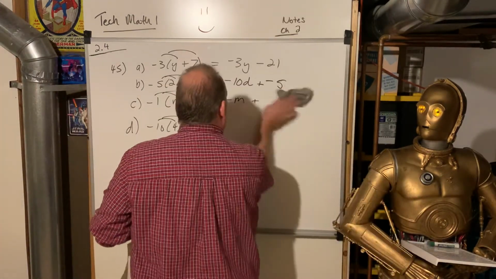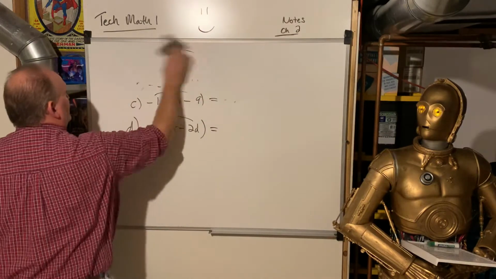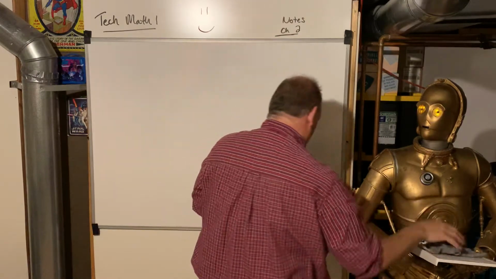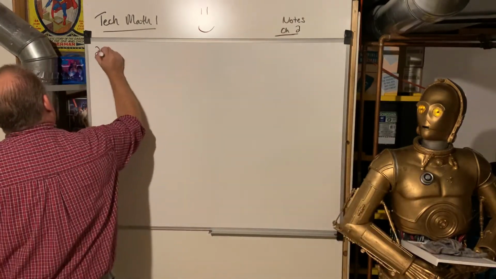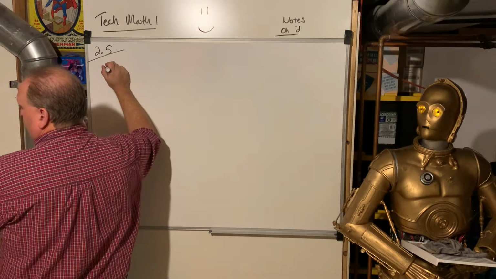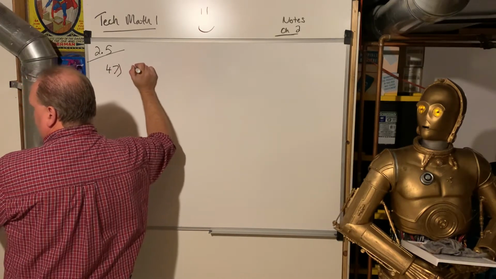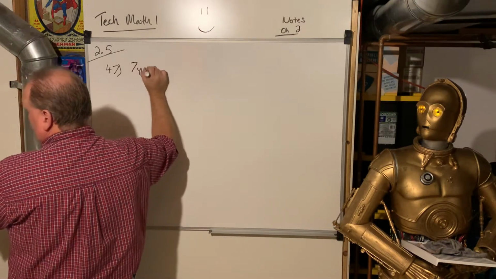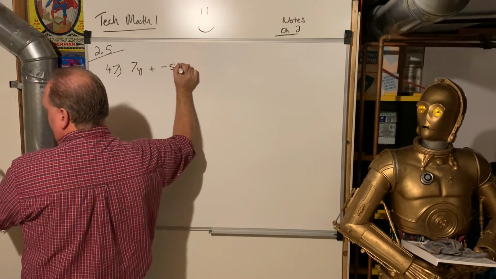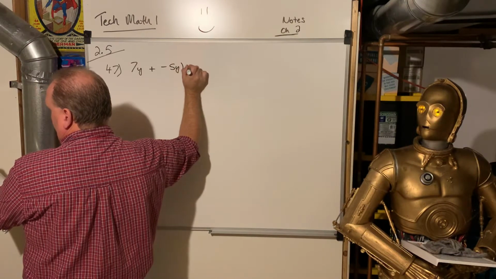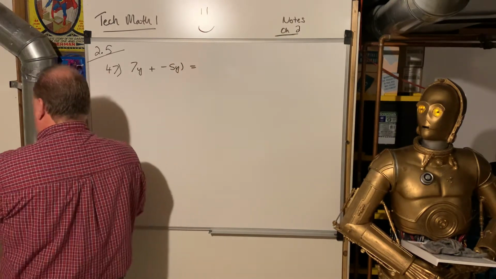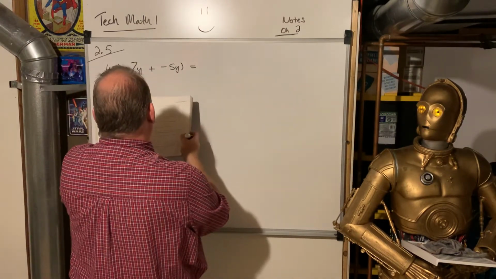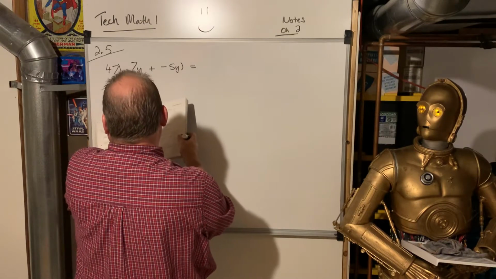Let's do 2.5. Where we got number 47. That is, what do they want us to do here? 7y plus negative 5y equals, let's see, I wanted you to do 47. What are we doing here? Just combining like terms, I guess.